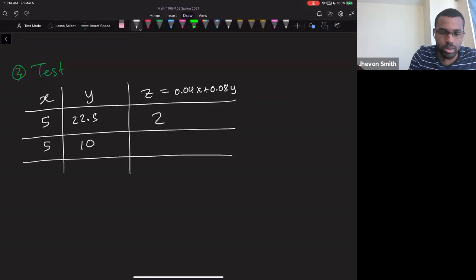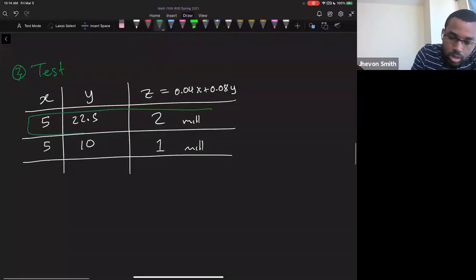I think I got 2 here. Of course, that's in millions. I hate using my phone for a calculator. Times, got 1 here. So maximum, we want this guy.